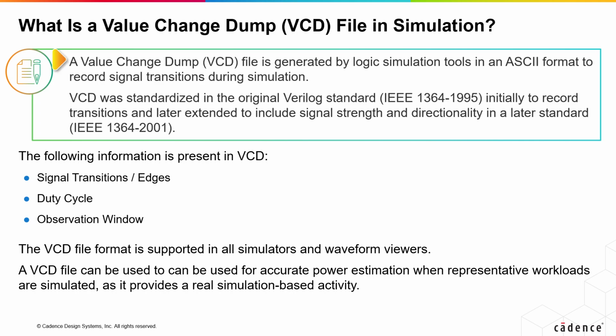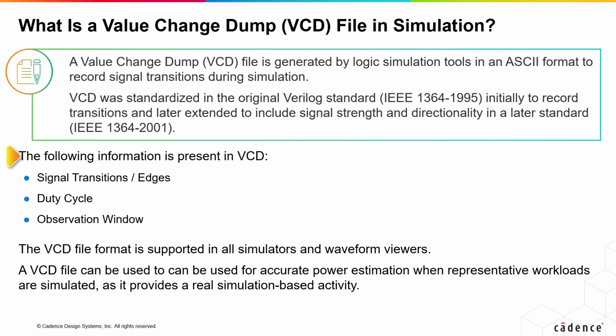The value change dump, or VCD, file is usually generated in a human-readable ASCII format after running the logic simulation of the digital design with the test bench in any simulation EDA tool. Initially, the VCD only stored the signal transition value, but it was later improved to include both the signal strength and direction. The signals are represented in the logic hierarchy with scope declarations.